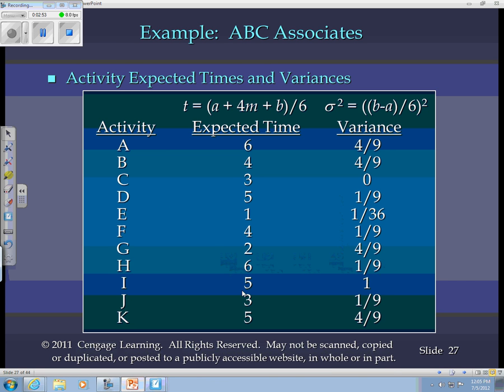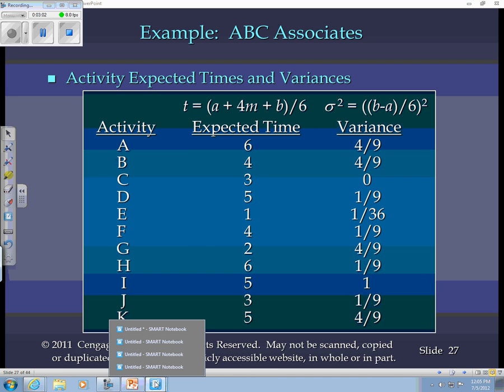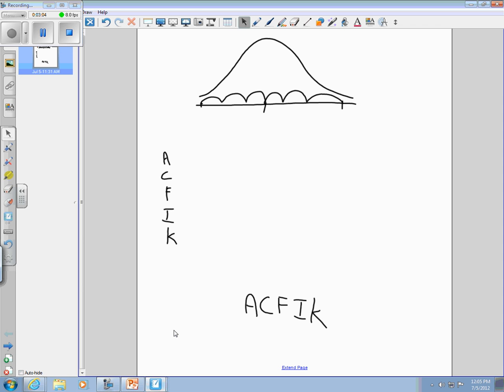A, C, F, I, and K have expected times of 6, 3, 4, 5, and 5. Those are the expected times that I'm going to complete activities A, C, F, I, and K. 6, 3, 4, 5, and 5. Let me toggle back.